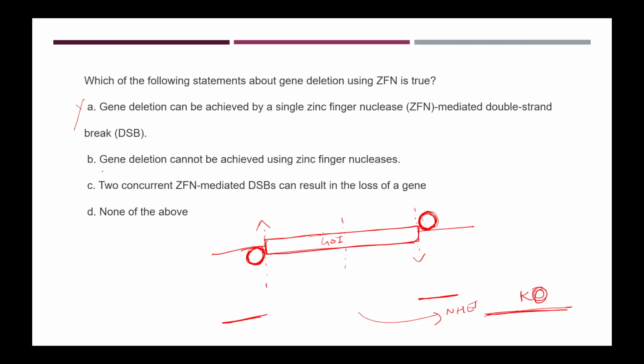Next is: gene deletion cannot be achieved using zinc finger nucleases. True or not? It can be achieved, right? Two concurrent zinc finger nuclease mediated DSBs can result in a loss of a gene. This is the correct option, right? Two concurrent zinc finger nuclease mediated DSBs can result in the loss of the gene. This one. It's clear, right?